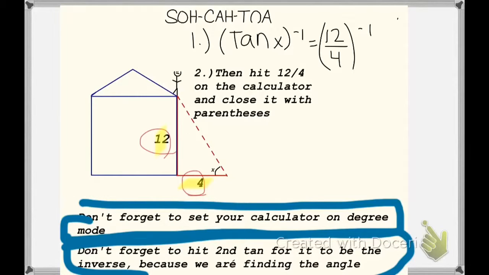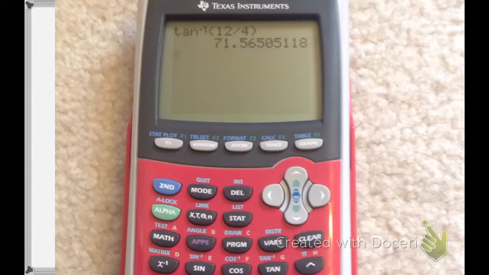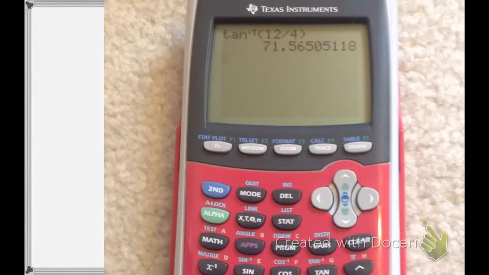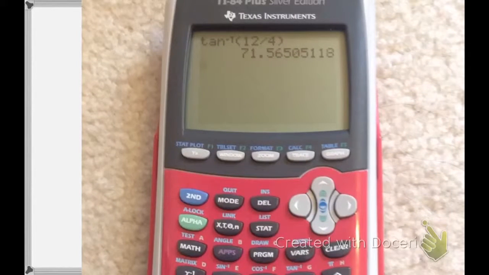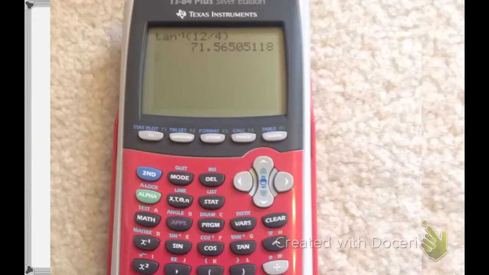If you want to know why we are not using sine or cosine, this is because we did not include the hypotenuse in where she fell from, so this eliminates sine and cosine. Now that we are left with tan, let's go ahead and put it onto the calculator. Hit second tan, and then make sure you do 12 divided by 4 and close it with parentheses. If you didn't know, the second button is right here and the tan button is right there, which will make the answer inverse.